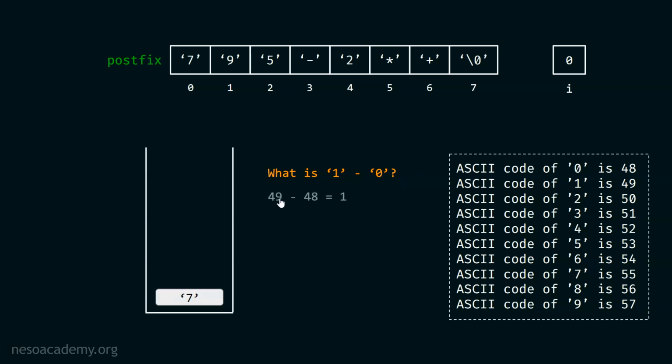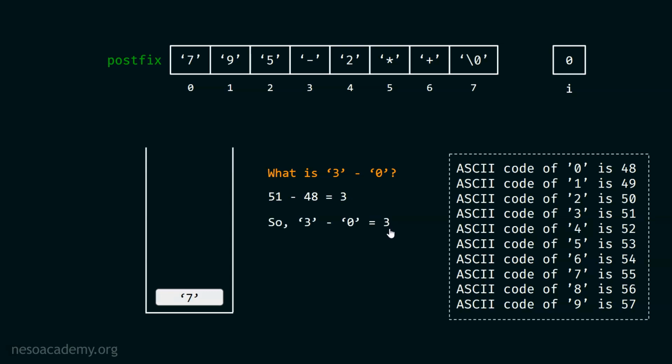So it is nothing but 49 minus 48, which is equal to 1. We can say that character 1 minus character 0 is 1. Okay, that is making sense. Now what about character 3 minus character 0? ASCII code of character 3 is 51 and ASCII code of character 0 is 48. So this is nothing but 51 minus 48, which is equal to 3. So actually the result of character 3 minus character 0 is 3.